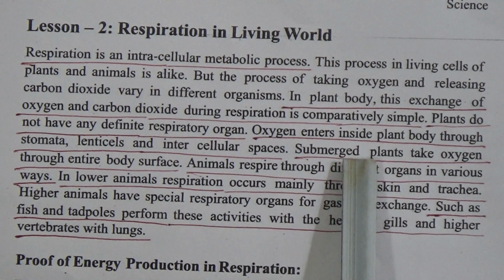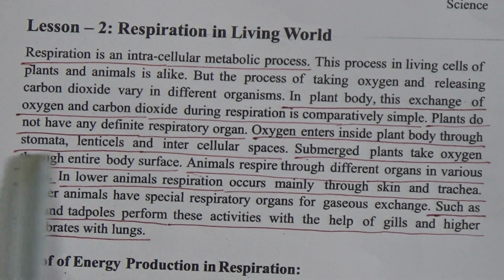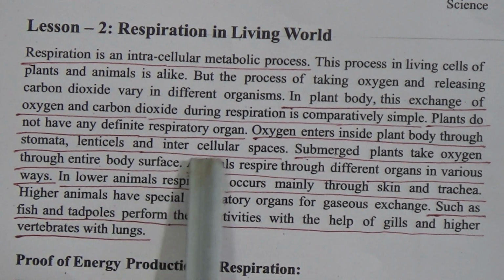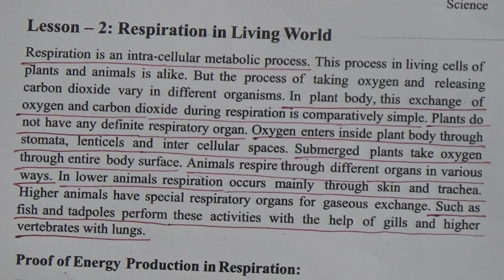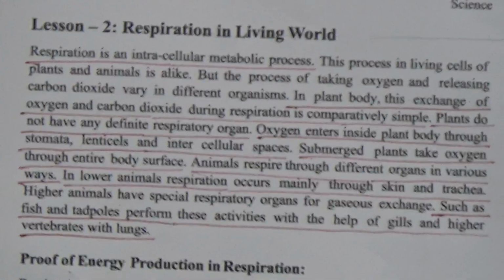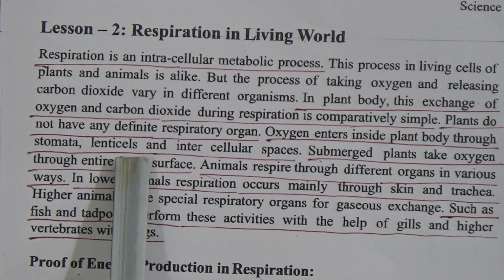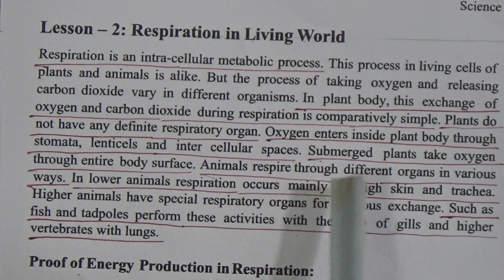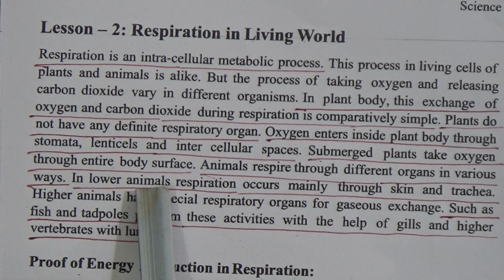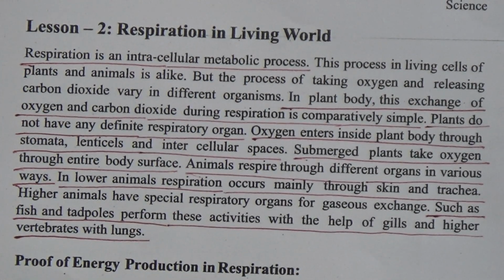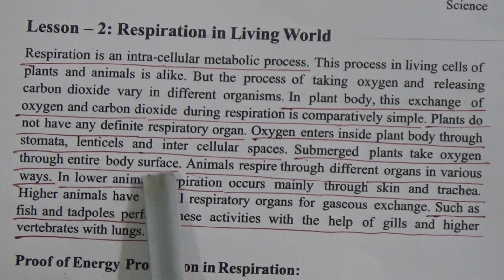Oxygen enters inside the plant body through stomata. Stomata are situated in the leaf and green parts of a plant. Also through lenticels and intercellular spaces. Intercellular space means the gap between two or more cells, and lenticels are found in the body part of a plant. Submerged plants take oxygen through the entire body surface. Submerged plants are the plants that live under the water, and they take oxygen through their full body.